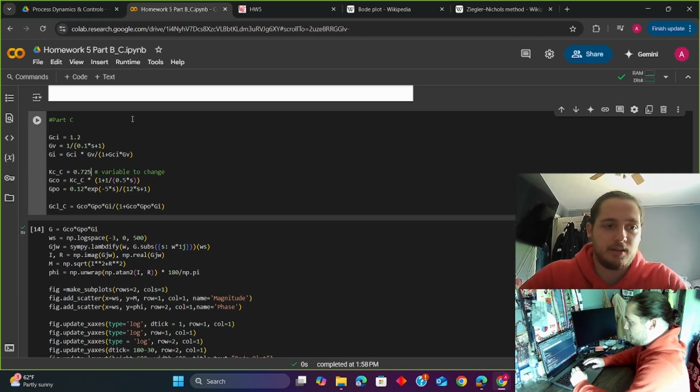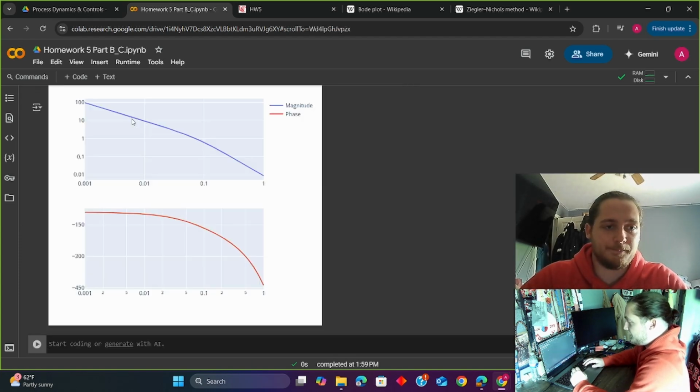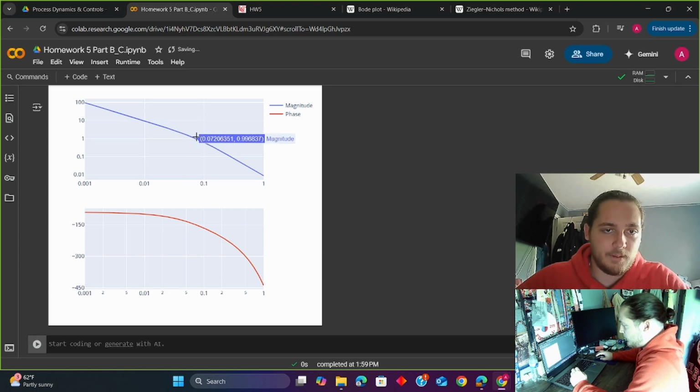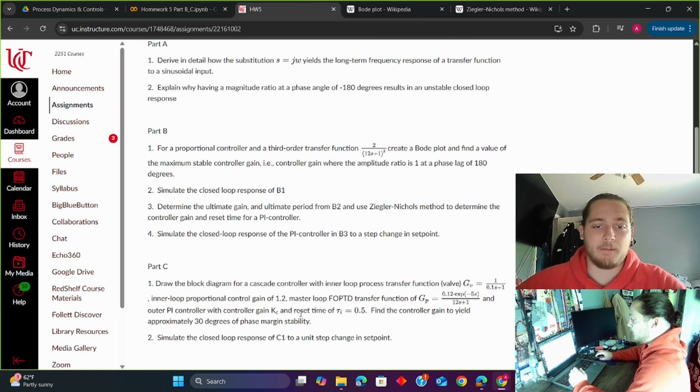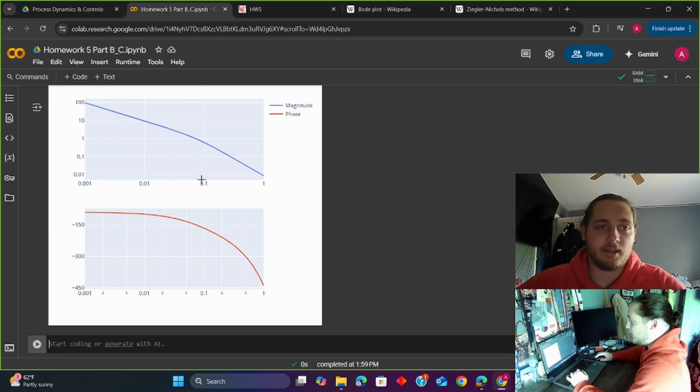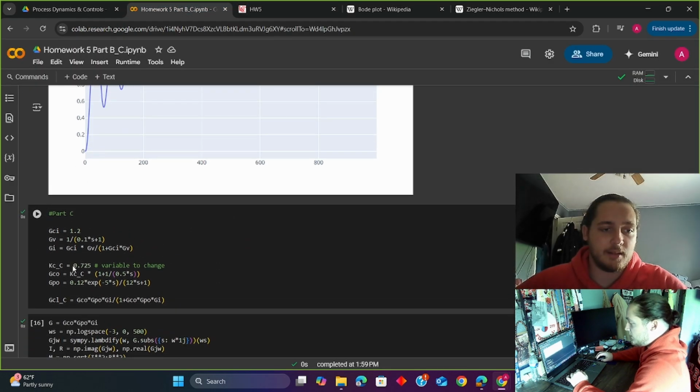So let's try cutting this down a little bit. And then we look for our 0.073, and we are right at it. So that is going to be our controller gain to yield approximately 30 degrees of phase margin stability, in which our KC is at 0.0725.